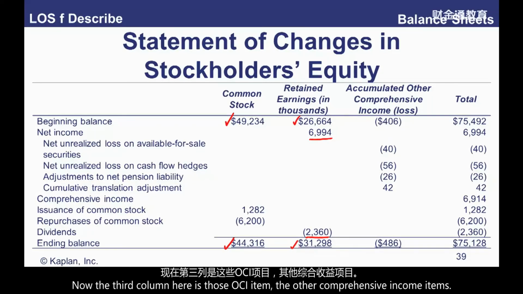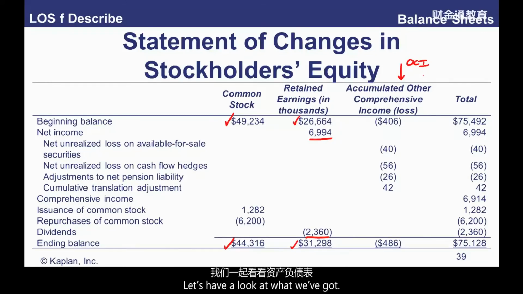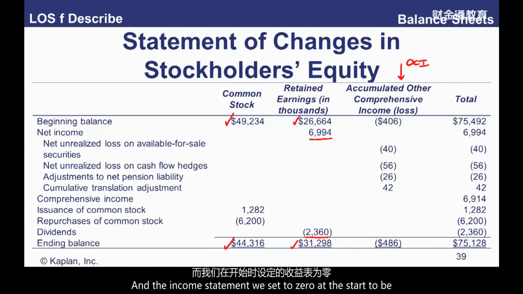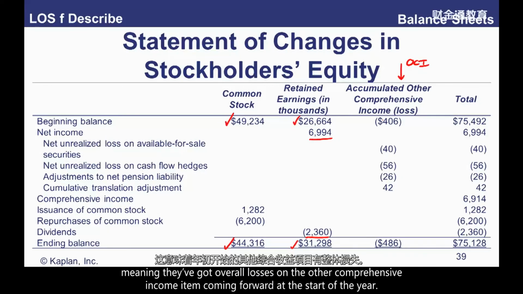Now, our third column here is those OCI items, the other comprehensive income items. Let's have a look at what we've got. So you've got, notice, an amount brought forward. Remember, these are cumulative. Figures in the balance sheet are cumulative. They build year on year, unlike the income statement that resets to zero at the start of each year. So the beginning balance, notice it's negative here, meaning they've got overall losses on their other comprehensive income items coming forward at the start of the year.